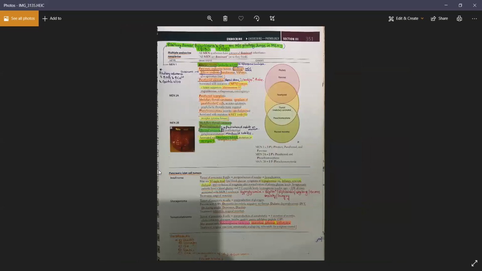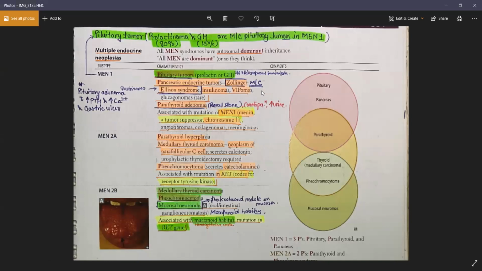Okay, finally, the multiple endocrine neoplasias. You have two types of MEN, which is MEN1 and MEN2. MEN1 is a gene which is coding for a tumor suppressor protein, which is menin. It is found on chromosome number 11. You don't need to remember the chromosome number, but you do need to remember menin, which is a tumor suppressor. Okay, what tumors can you have?